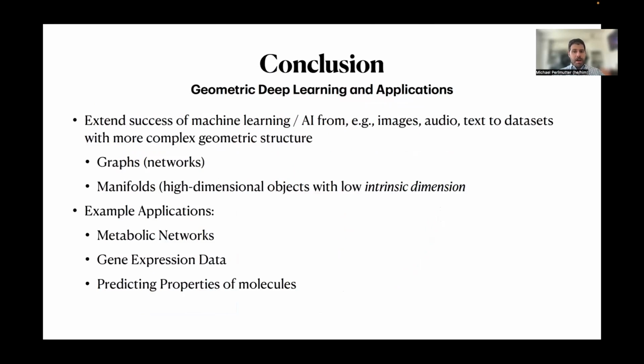In conclusion, I work in geometric deep learning, which aims to take the success of machine learning for data like audio, images, and text to data with a more complex geometric structure, such as graphs and manifolds. Some example applications are metabolic networks, gene expression, and predicting the chemical properties of molecules.